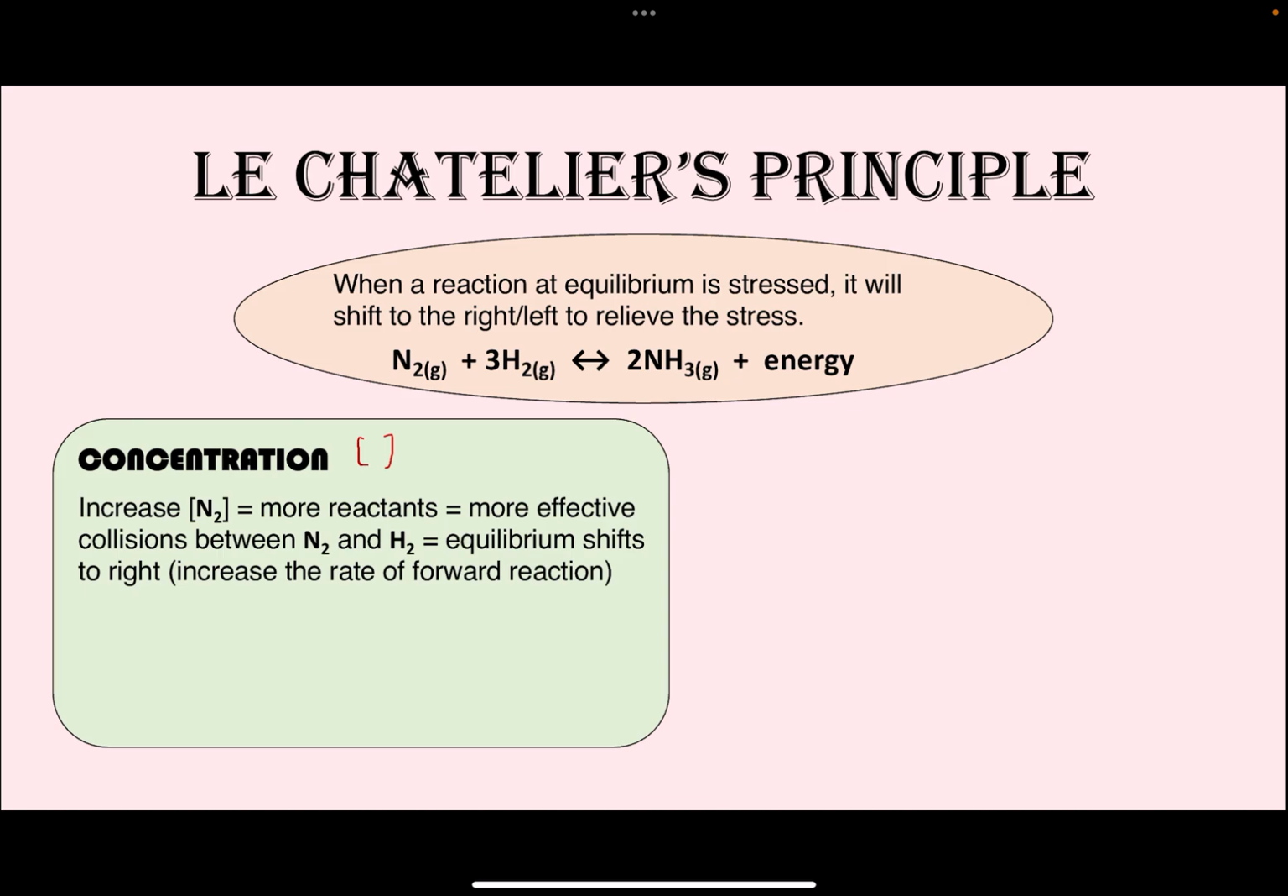Okay, so if we increase the concentration of nitrogen, now we are going to have more reactants. So there's more substances on this side. What this is going to do is increase the amount of collisions on the reactant side. So there's hopefully going to be more effective collisions on the reactant side between N2 and H2. Because there's more effective collisions on this side, the reaction is going to shift to the right, because now that these two things are colliding more, they are going to react more and they're going to produce more of the product.